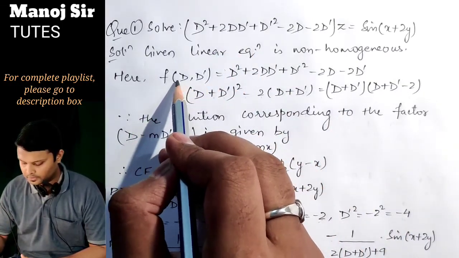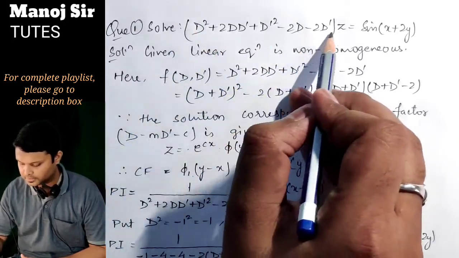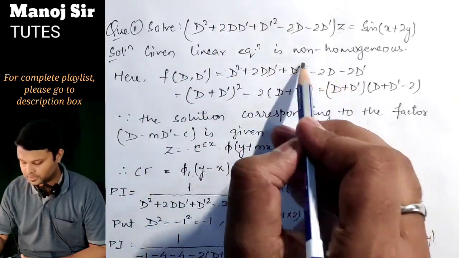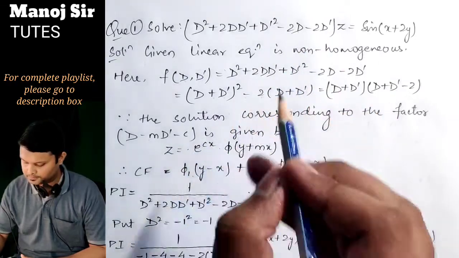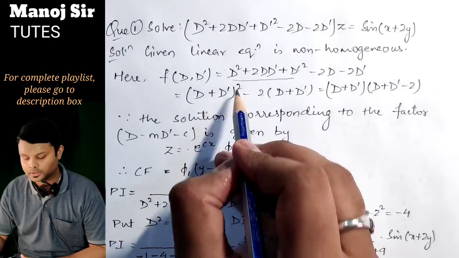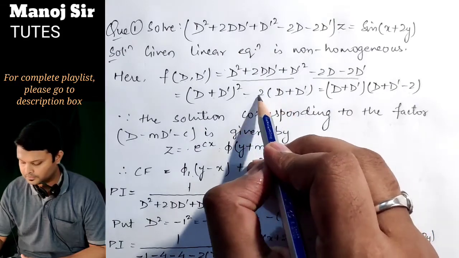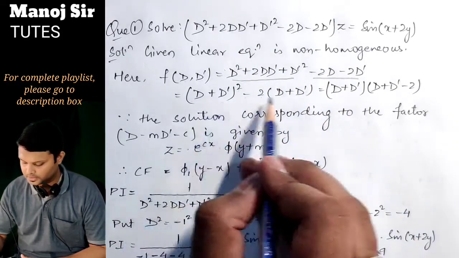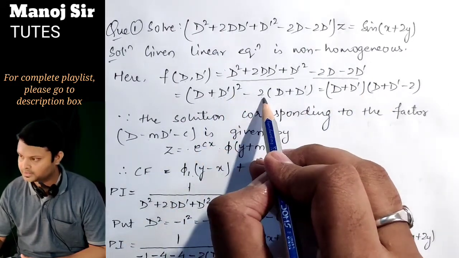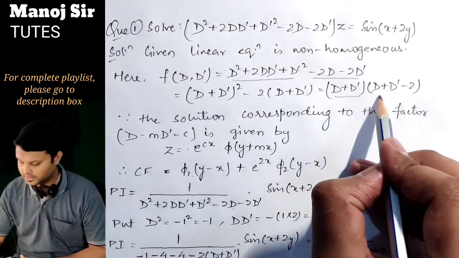Here we have f of D comma D dash, that is the function of D comma D dash, as this part which is in the bracket, that is D square plus 2DD dash plus D dash square minus 2D minus 2D dash. Now if you see this part, what is this? That is D plus D dash whole square. From these two terms we can take minus 2 as common, so we will have minus 2 of D plus D dash. Now in both the terms we can take common D plus D dash. What is left? That is D plus D dash minus 2. So here we have two factors. This is my first factor and this is my second factor.